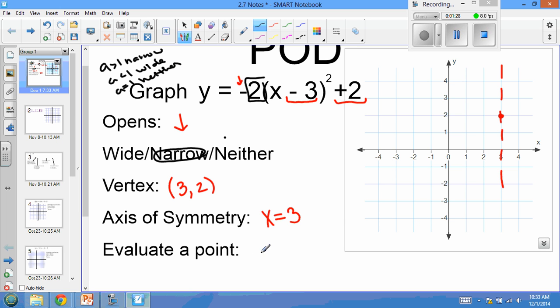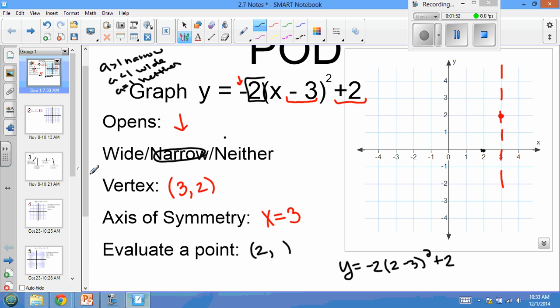Okay, and then to evaluate a point, to get another point on my graph, we just want to pick a number close to my x. So I want to pick a number close to 3. So I could either pick 2 or 4. I am going to pick 2. So I am picking 2 for x, so I'm going to plug that in. Wherever I have an x, I am plugging in 2.